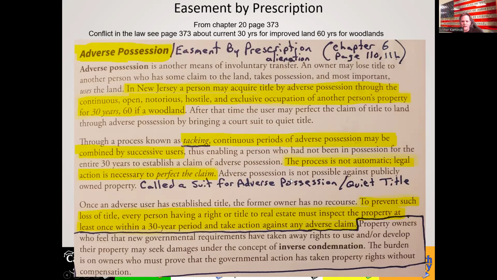So we got all that highlighted, right? And then once again, inverse condemnation is when a government puts in so many regulations as to how you could use your property that they basically render it useless. They're basically taking away the value of your property. Then you could sue the government for inverse condemnation.